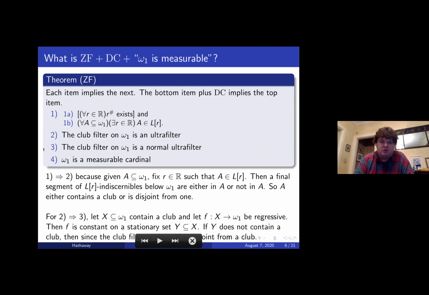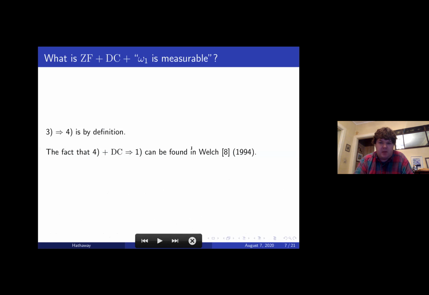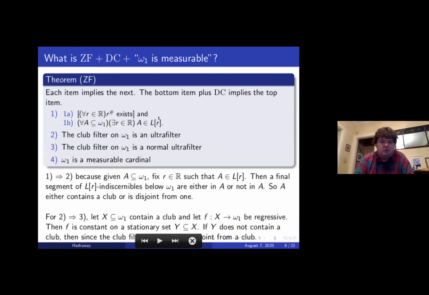And let me talk about the omega 1 is measurable cardinal implies number 1. So let's say omega 1 is a measurable cardinal as witnessed by a normal ultrafilter. Then that is discussed in a paper by Philip Welch in 1994, where he talks about subsets of omega 1 being constructible from a real. Okay, so there's a lot of problems with this, it sounds like, but I really only care about number 1. Every real has a sharp, and every subset of omega 1 is constructible from a real.